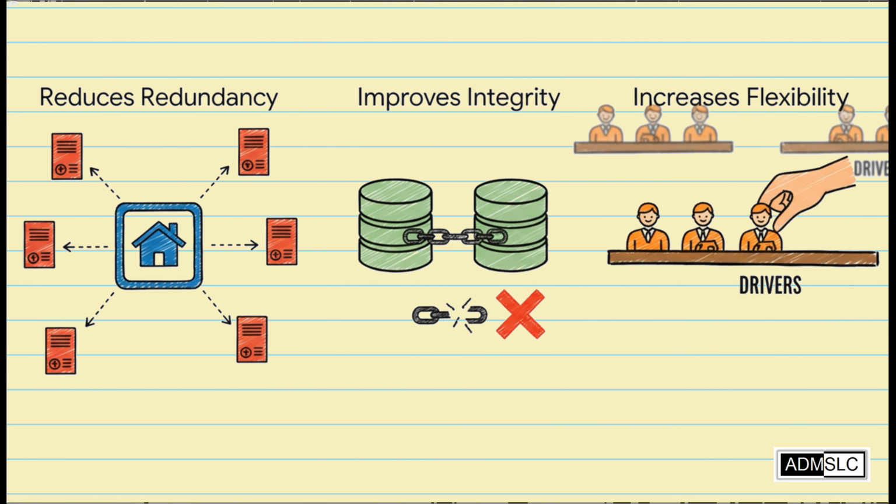Second, it improves what we call data integrity. Those foreign key links mean you can't create an order for a customer who doesn't exist, or delete a driver who still has deliveries assigned. The system actually enforces its own rules. And third, it dramatically increases flexibility. Want to add a new driver? Just add one row to the drivers table. It doesn't disrupt anything else. The system is no longer fragile, it's robust, and it's ready to grow.